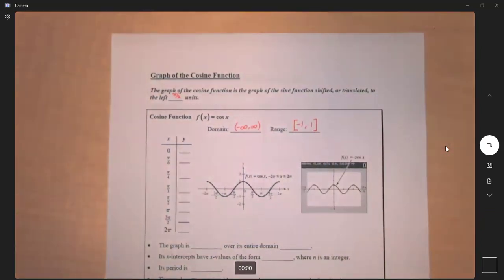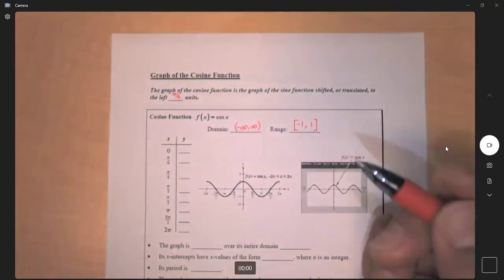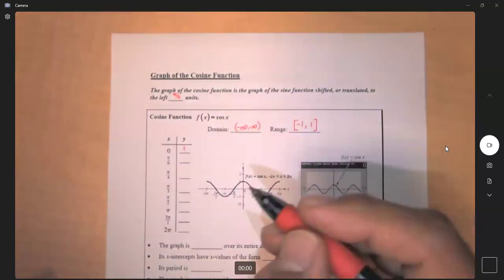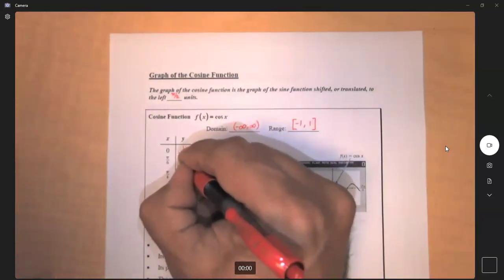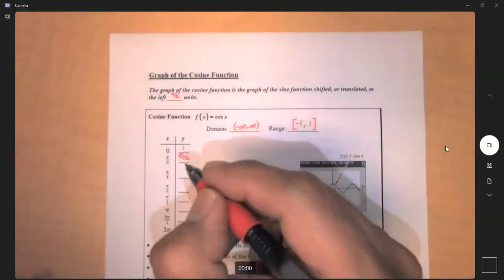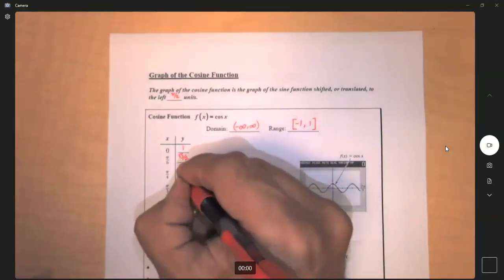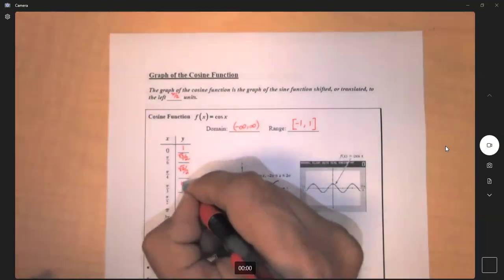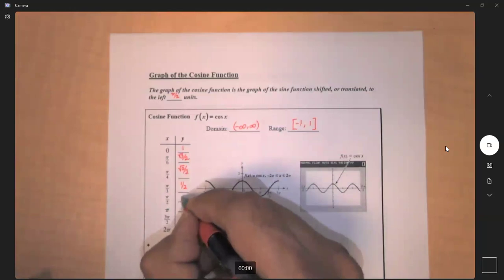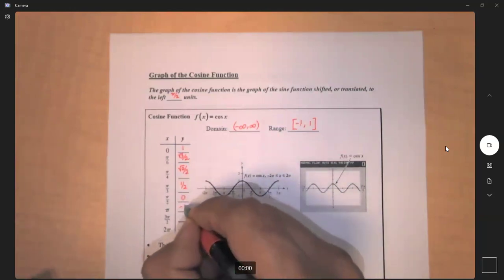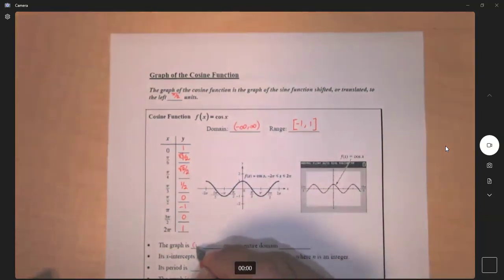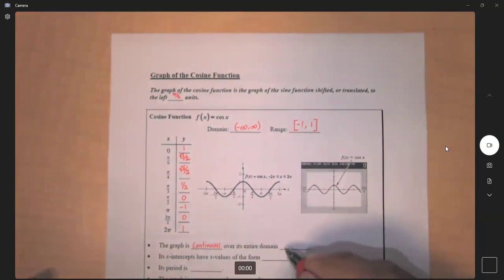Okay, and we can come up with these values once again from the unit circle. The cosine of 0 is 1. The cosine of pi sixths would be square root of 3 over 2. The cosine of pi fourths would be the square root of 2 over 2. Pi thirds would be 1/2. Pi halves would be 0, and then -1, 0, and 1. This graph is also continuous over its entire domain.